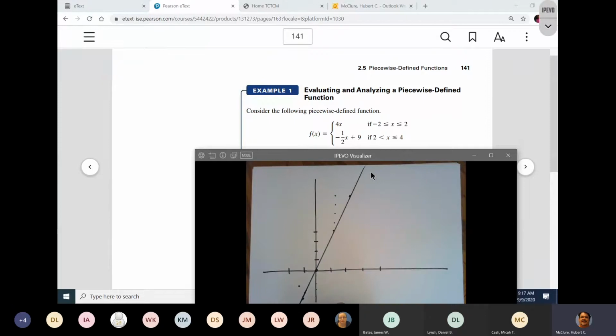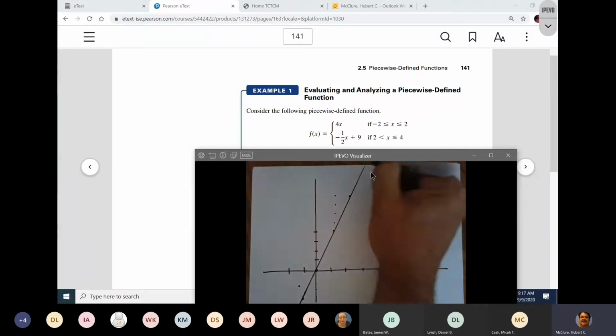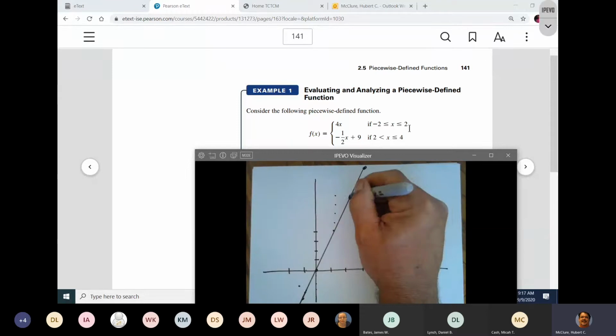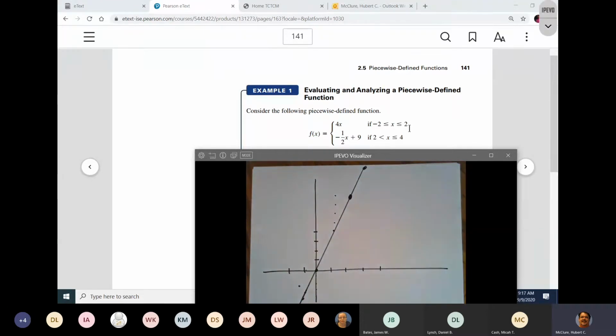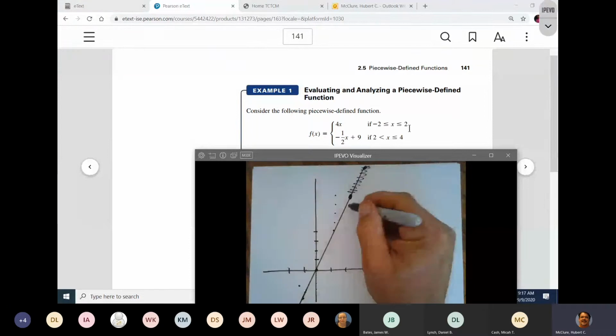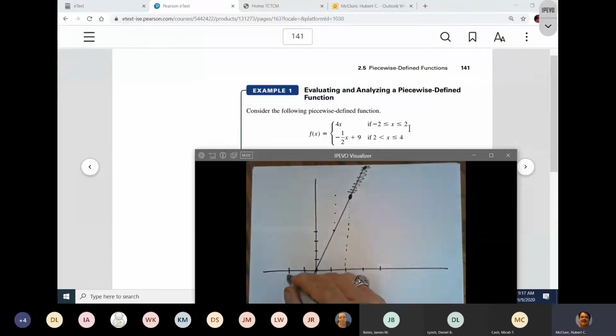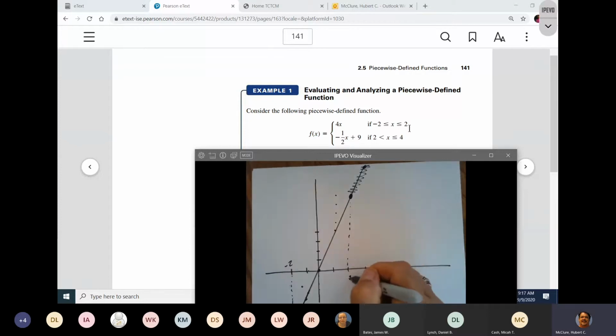Now it's going to get a closed dot here and here because it says equal to right here. Oh, it's -2 to +2 right there. Okay, so just ignore this right here, because there's -2 and +2. -2 and +2. So that's a piecewise function.